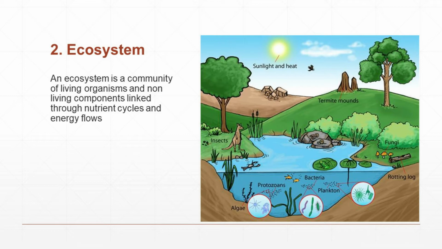Once again, an ecosystem is a community of living organisms and non-living components linked through nutrient cycles and energy flow. Here you can see the sun is there. The sunlight helps the plants to prepare food. The animals get food from the plants. Like that, all are living together.